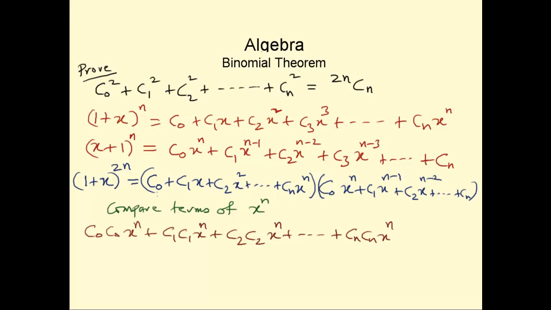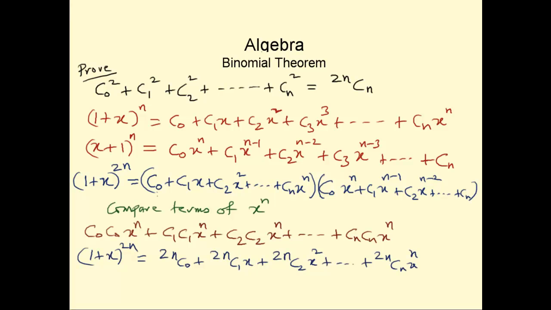This is the right hand side. Now let's do the same thing on the left hand side. Let's compare the terms of x to the n on the left hand side. So let's expand (1 plus x) to the 2n. You get 2n c0 plus 2n c1 x plus 2n c2 x square plus so on, plus 2n cn x to the n plus so on, plus 2n c 2n. So what is the term of x to the n here? That is 2n cn.